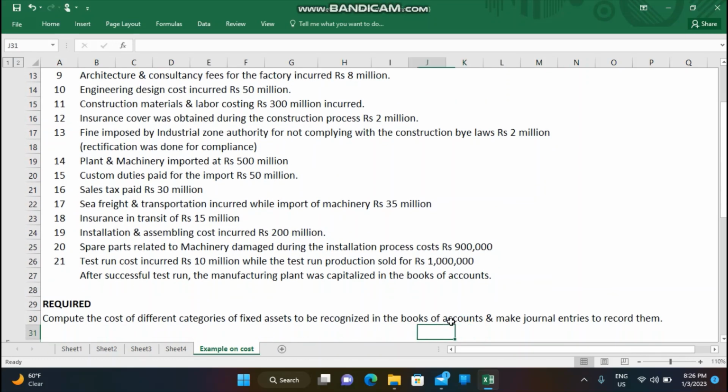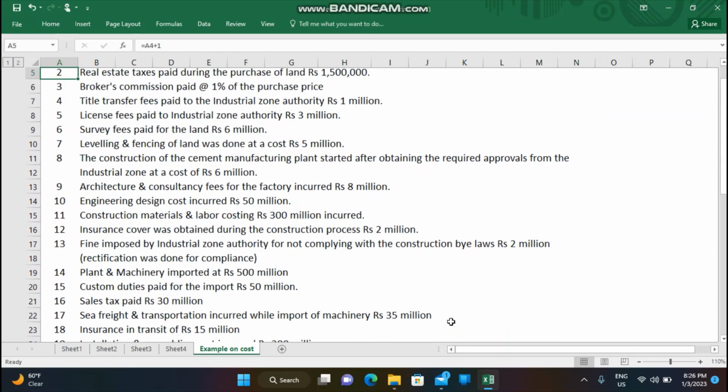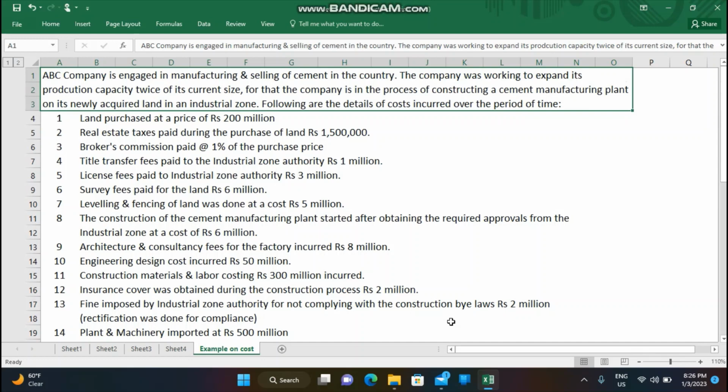And then we see what the requirement is: compute the cost of different categories of fixed assets to be recognized in the books of accounts and make journal entries to record them. So these are the transactions given to us, and from that we will segregate and identify the different items of property, plant and equipment, and we will record them in the books of accounts according to their category.